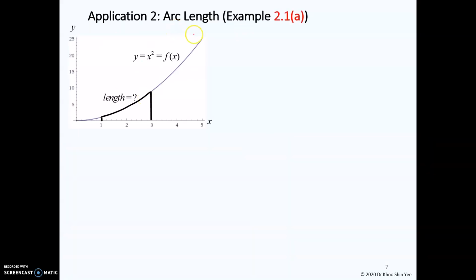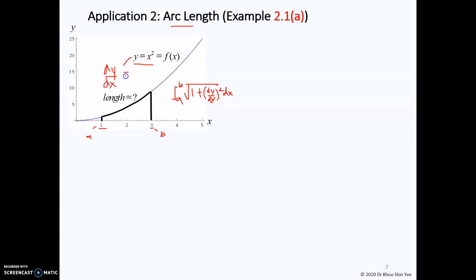In this example, you are going to find the arc length for this curve from 1 to 3. So the lower limit a is 1 and the upper limit b is 3. And the function is given as y equal to x squared. To find the arc length, you need to perform the integration from the limit a to b with respect to the x-axis. And the distance is equal to the square root of 1 plus dy over dx squared, where you can obtain the dy over dx here.